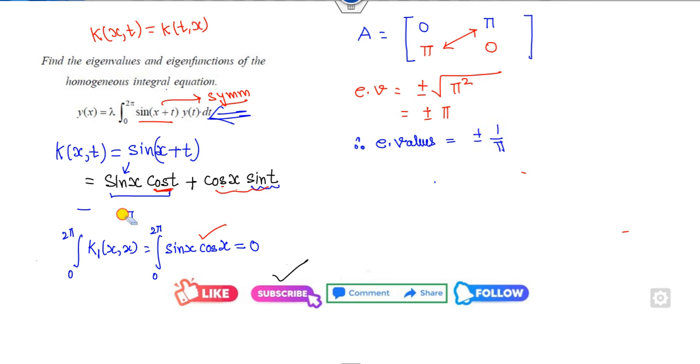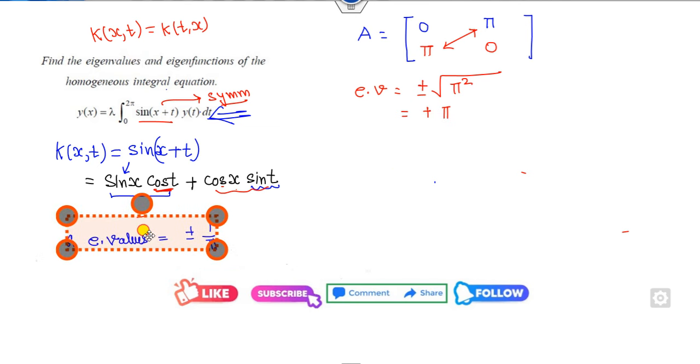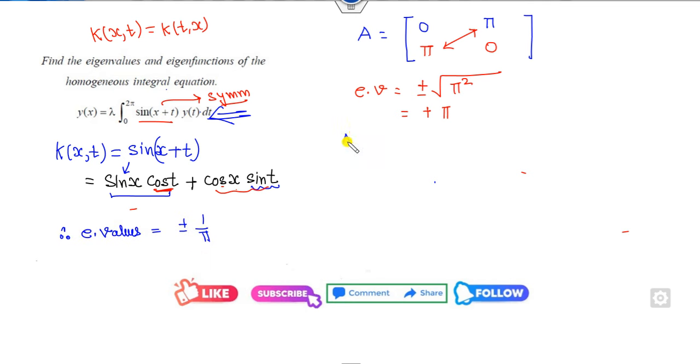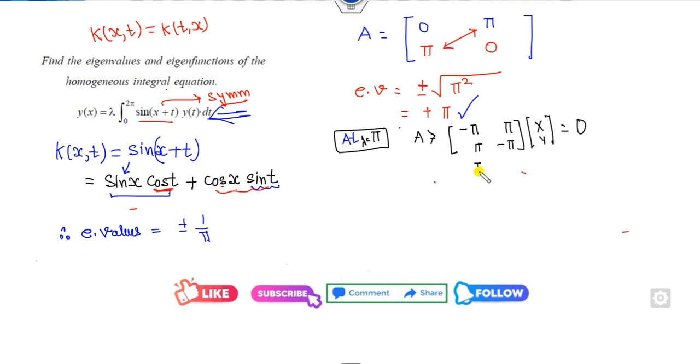Fine. Now I can write these eigenvalues here. Once you know the eigenvalues, your target is to find the eigenfunctions. So how can you find the eigenfunction? What are the eigenvalues of A? These are the eigenvalues of A. So for lambda equal to pi, what is my A? A minus lambda I times x, y is 0. Fine. So what is that? It is minus pi, pi, 0, 0, times x, y, equals 0. So that means x plus y is 0.